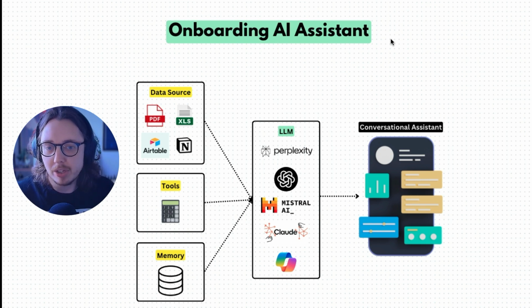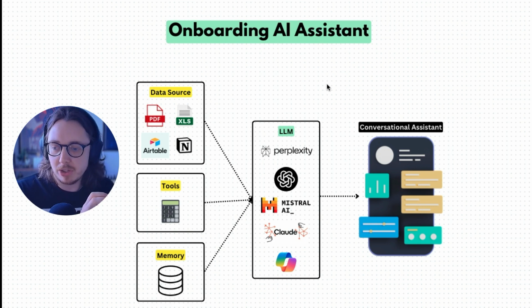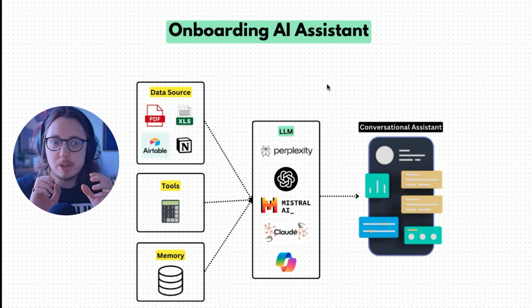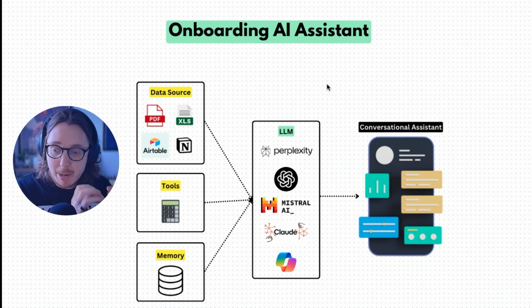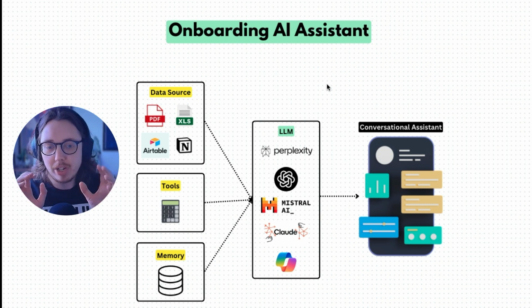One of those is an onboarding AI system. So I'm going to talk you through what the backend architecture looks like of creating a conversational assistant that pulls in specific data sources to answer questions for users, uses tools, and also can have memory, so it can remember any conversations it has with a user. And we'll also look at channeling that through a large language model.